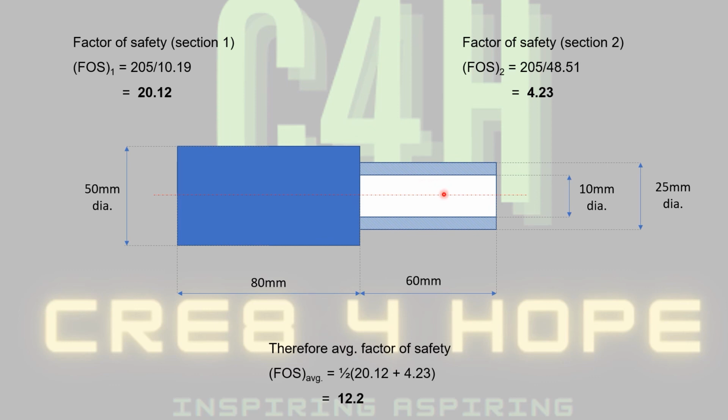So to work out the average, that will be the sum of the safety factor in section 2 and section 1 divided by 2, and that gives an average of 12.2. And again, the safety factor is dimensionless. And there we have it.